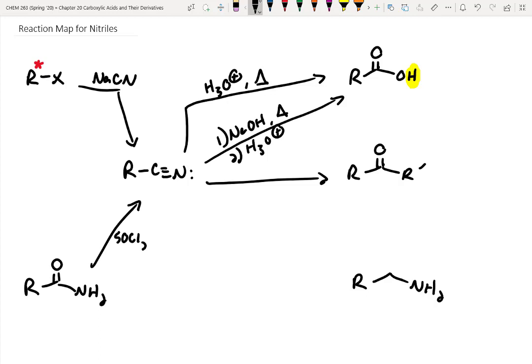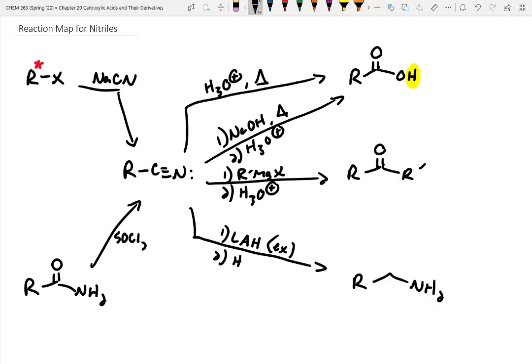If we want to go to a ketone, that's when we use our Grignard reagent and we make our imine. And then in our second step, we can hydrolyze that imine all the way to our ketone by using H3O+. And we typically do this with a huge excess of water to push that imine all the way to the ketone. All right. And then last but not least, if we want to reduce our nitrile to an amine, we can use something like lithium aluminum hydride in excess, followed by an aqueous workup.